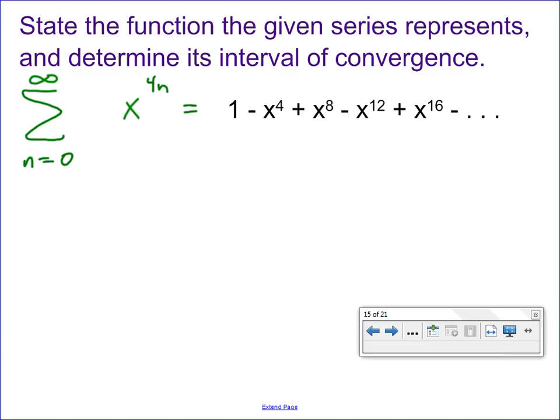So let's see. I'm going to go ahead and add that part in. I want -1 to the 0 would be positive. -1 to the first, when n equals 1, would be negative. Second, positive. Third, negative. So it looks like we're set if I just do n. Yes?